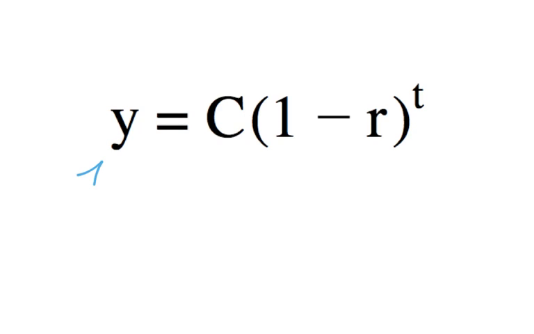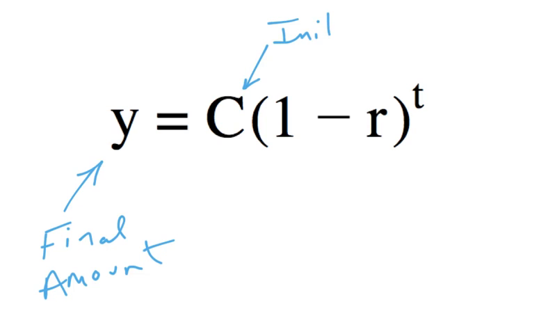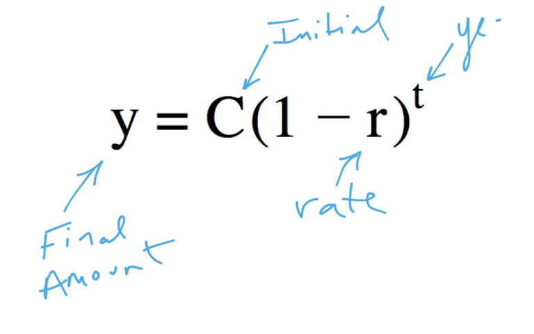Y is going to be the final amount. C will be the initial amount. R is going to be the percent decrease as a decimal. I'm not going to write that all out. I'm just going to write the word rate, because I think by this point that hopefully is clear. And then for T, that's going to have to be in years. And if you're really flexible, you could make this work for months and things like that too.